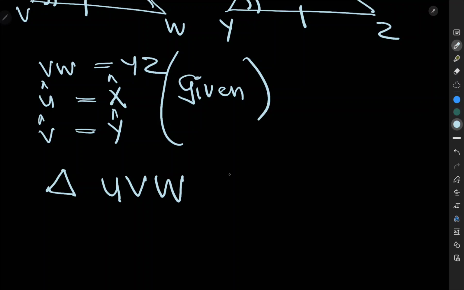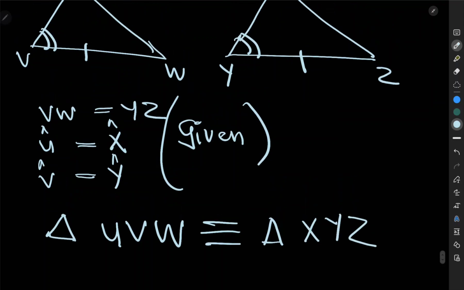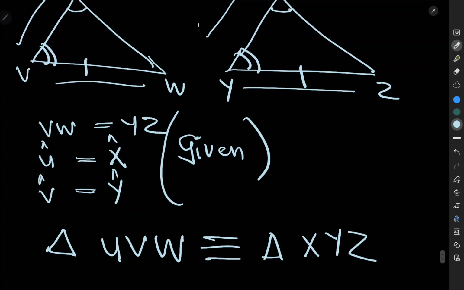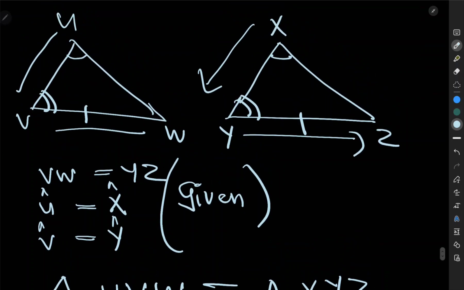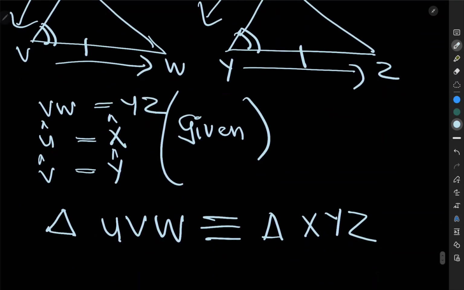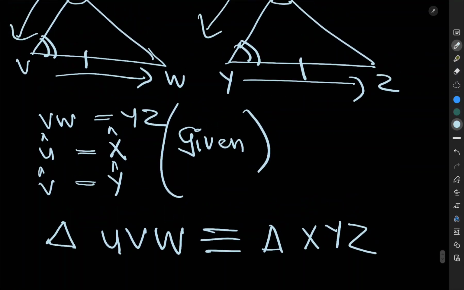congruent to triangle XYZ. Okay, as you see here, I went from U to V to W. Here, I have to go from X, Y, Z. So I basically need to use the same pattern to keep the flow. It's only right I do so. If I can't do that, then I probably messed something up.